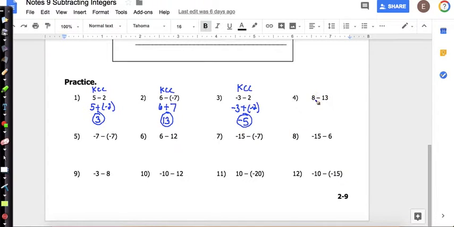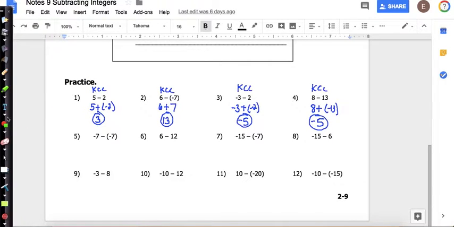Number 4, 8 minus 13, KCC. Keep the 8, change to addition, and change 13 to negative 13. Remember, if the signs are different, subtract. 13 minus 8 is 5. And there's more negatives, so I'm going to keep it negative 5. If you feel comfortable at this point, go ahead and pause the video.